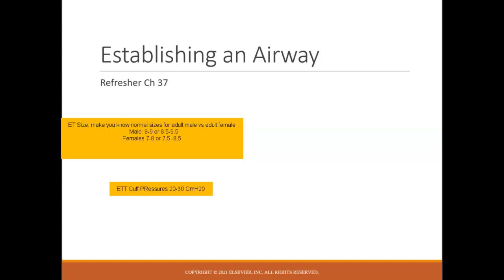Last point is just making sure you remember tube placement. This is confirmed with equal bilateral breath sounds. If you hear them on the right but not the left, you should assume a right mainstem intubation and withdraw the ET tube until you hear those equal sounds.